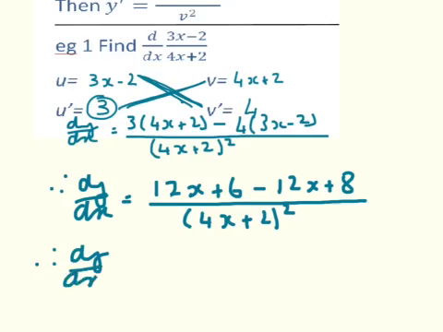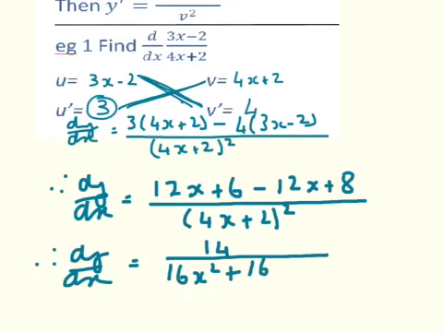dy/dx will equal, the 12x's knock each other out, and 6 plus 8 is clearly 14, over, now we've got a perfect square here. You'll always have a perfect square down the bottom, because it's v squared. 4x all squared is 16x squared, so it's the first term squared, plus twice the product of the inside terms, so 2 times 4 is 8, 8 times 2 is 16, so it'll be 16x, plus 4.